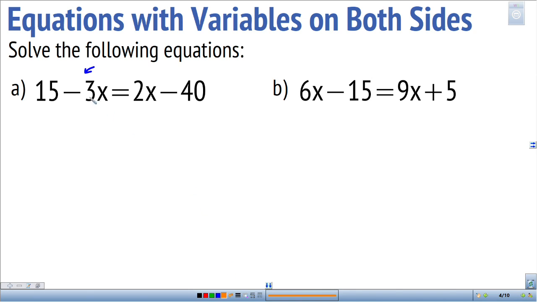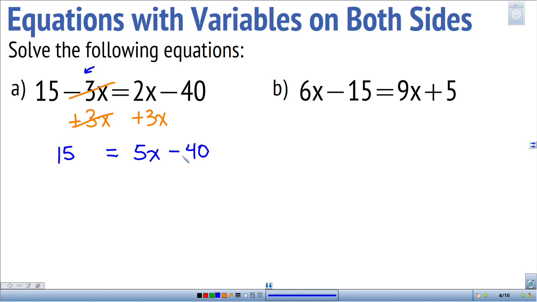I am going to remove this negative 3x on this side by doing its opposite, which is add 3x. Now, if I add 3x on the left-hand side of this equal sign, I have to do the same thing on the right-hand side of the equal sign. This negative 3x and that plus 3x, they will subtract out to make 0. So on the left here, I have 15 remaining is equal to, so 2x plus 3x is 5x minus 40.